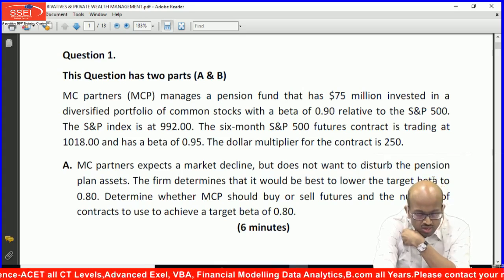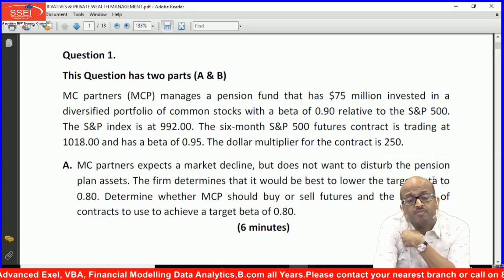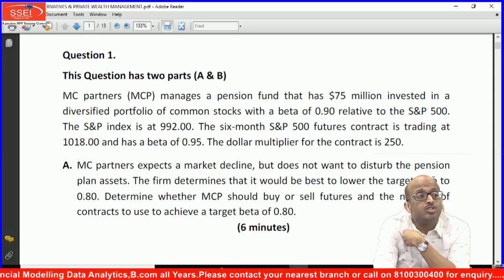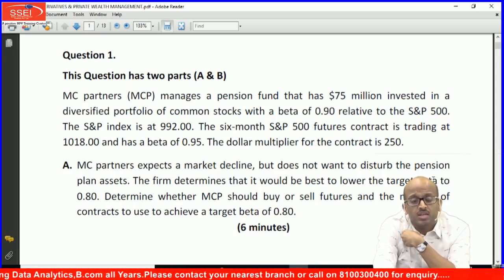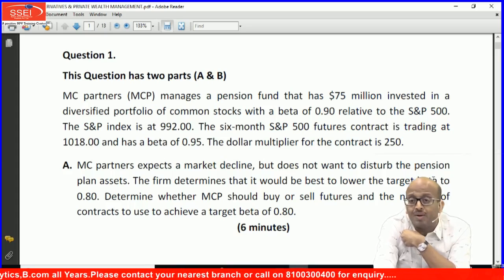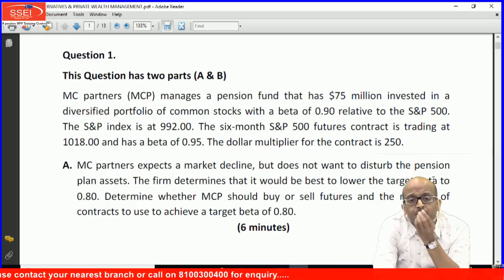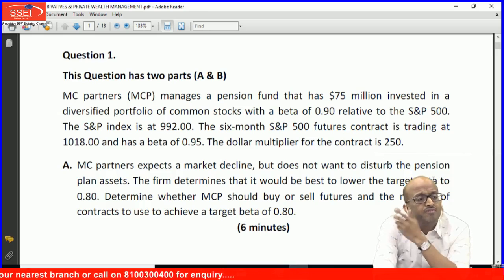Question language: determine whether MCP should buy or sell futures. If you don't give this answer, your marks are gone because you will be busy doing the calculation and you will forget. He is asking, determine whether MCP should buy or sell futures. It's a written exam. MCP wants to reduce beta, so it should sell futures.